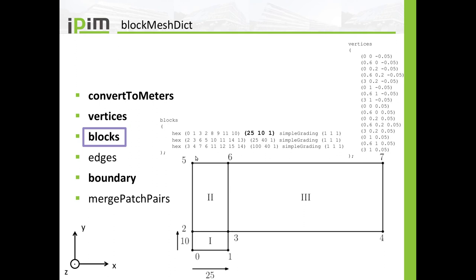And 40 in the y direction. Then in the third we want to place 100 in the x direction and 40 in the y direction. And also these values have to match. In the z direction we will place one cell because we want to make a two-dimensional simulation.